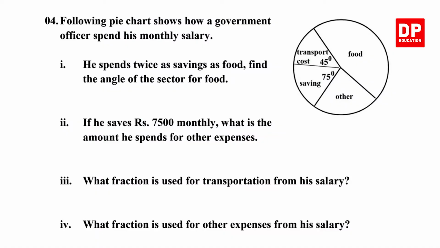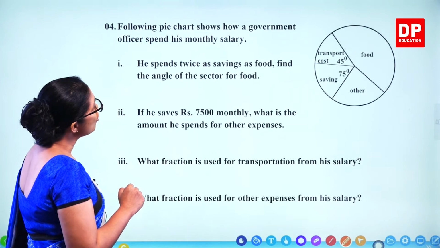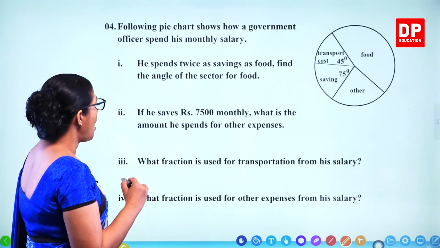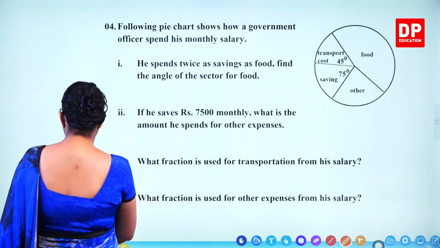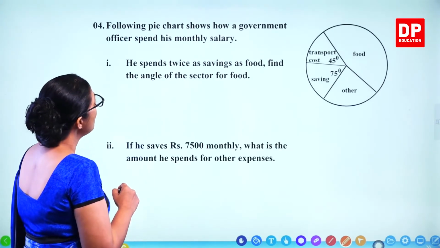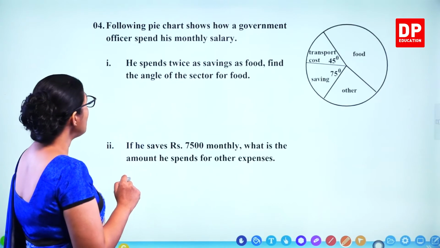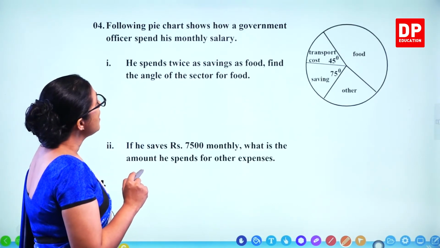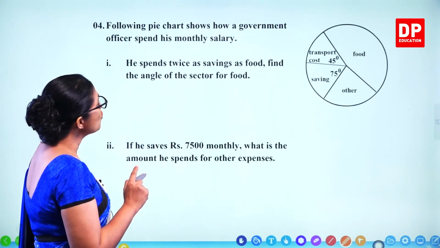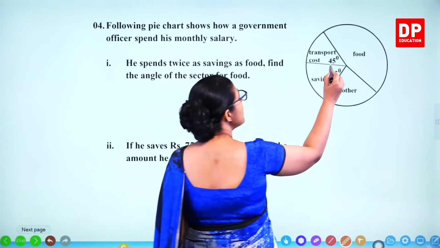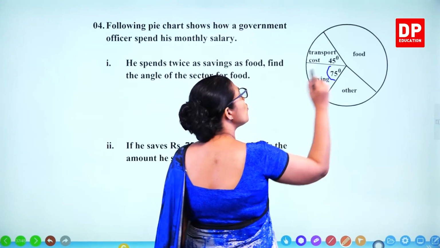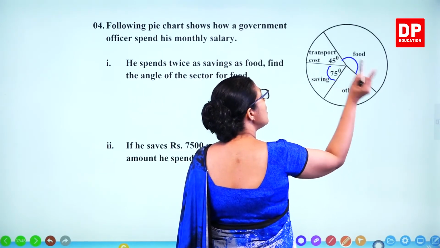Question number 4. This is about a pie chart, and you have to answer the questions using the pie chart given. The following pie chart shows how a government officer spends his monthly salary. He spends twice as much on savings as on food. Savings is just a 75-degree angle. So what about food? Double of that.